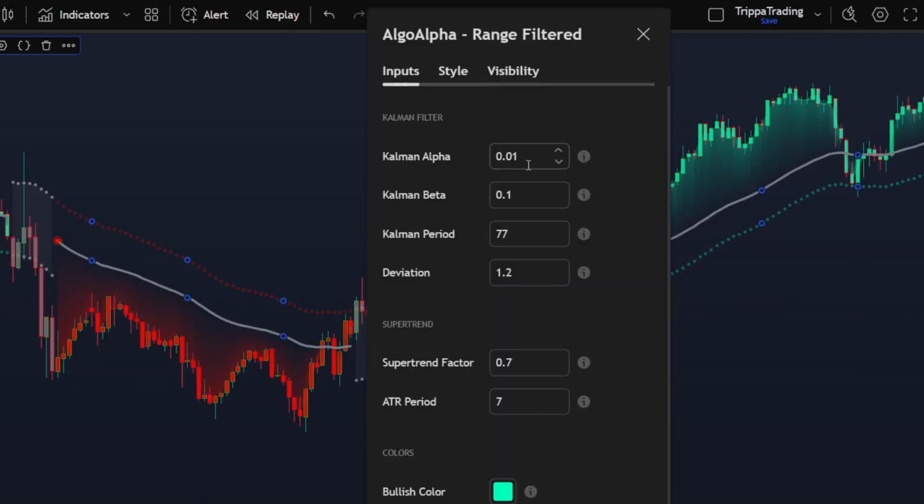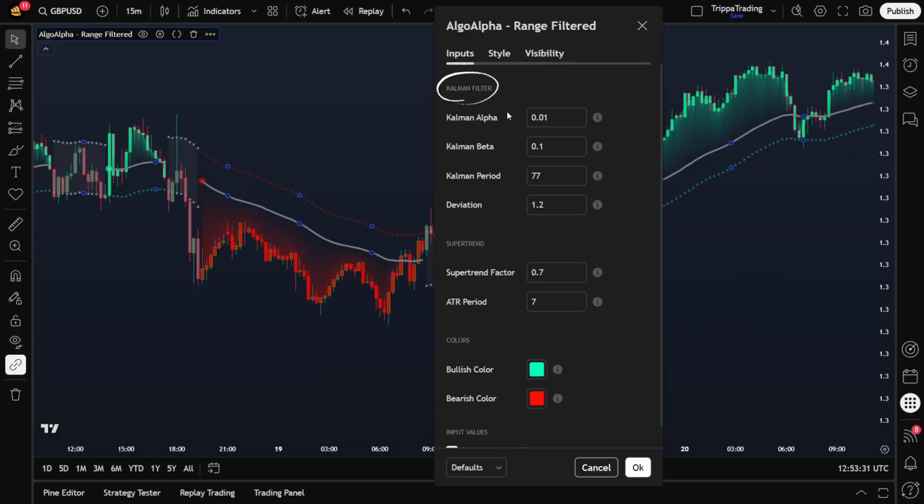Right at the top under Inputs, you'll find the Kalman filter section. The Kalman Alpha is set to 0.01 by default. This controls how smooth the indicator behaves. If you want it to follow price more tightly or more smoothly, this is where you adjust it.